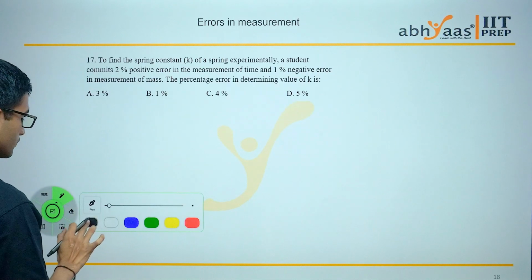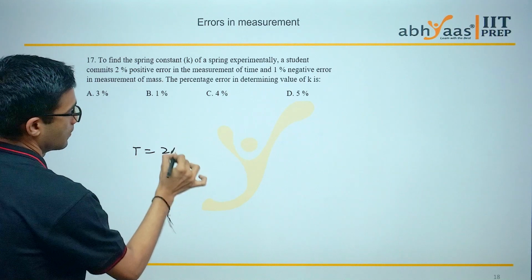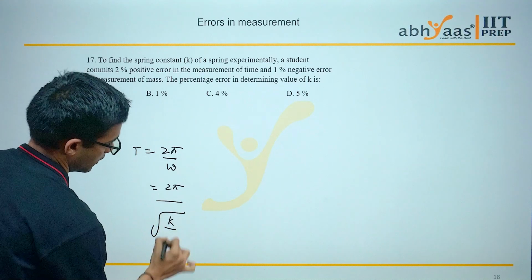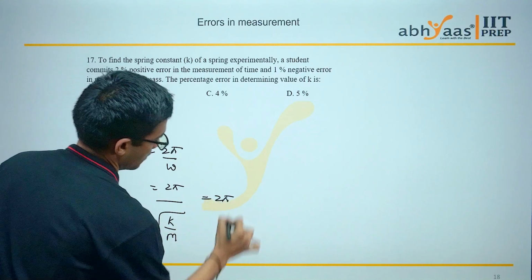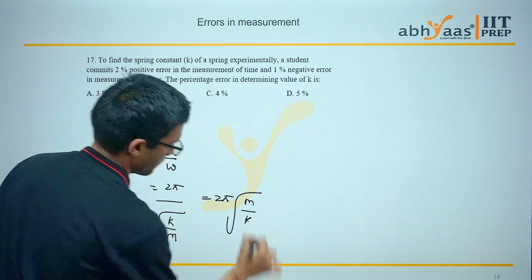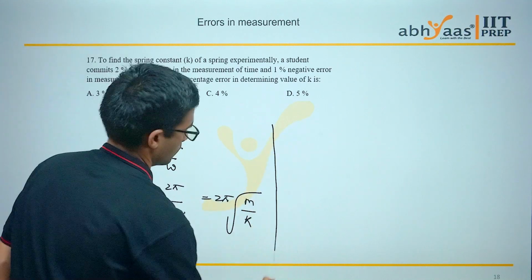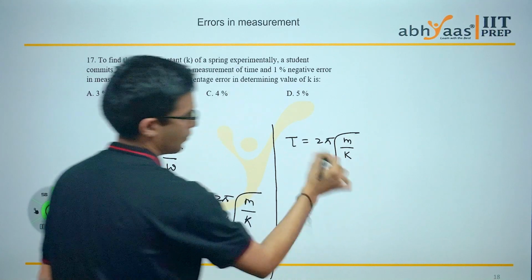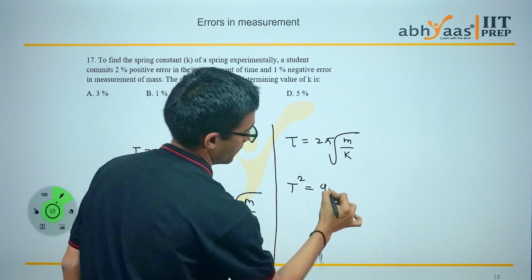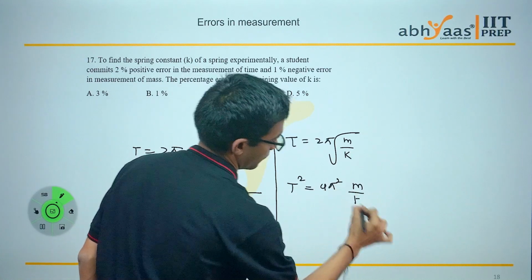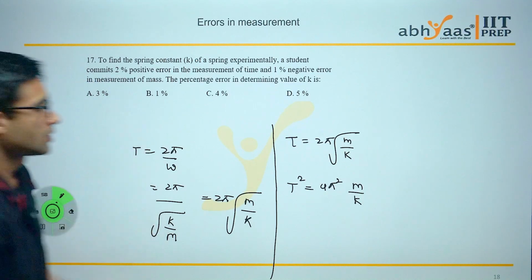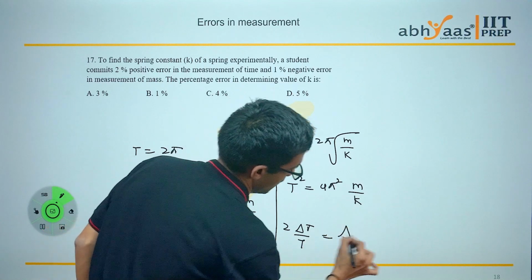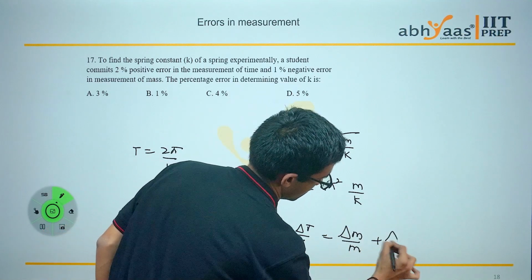T is equal to 2 pi by omega. But what is omega? Omega is root k by m, so T is equal to 2 pi root m by k. If you square both sides, T square is equal to 4 pi square, that is constant, m by k. So if you take errors, since the power is there, that can be written as 2 delta T by T is equal to delta m by m plus delta k by k.